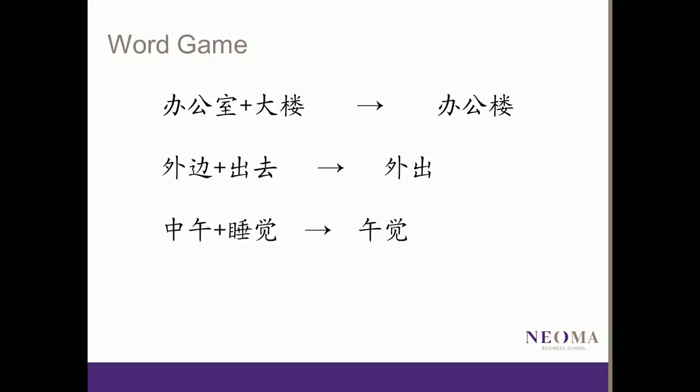Alright, then 中午 plus 睡觉 can make a new word, which is 午觉. 午觉 is the nap in the middle of the day. Same as in France, in China we have 2 hours, or 2.5 in summer, in the middle of the day to take a break. Unlike French people, who will probably be chatting during lunch, Chinese people will find a place to take a nap. Normally it will be from 15 minutes to 45 minutes. It depends. When I was in school as a student, everybody had to take a nap.